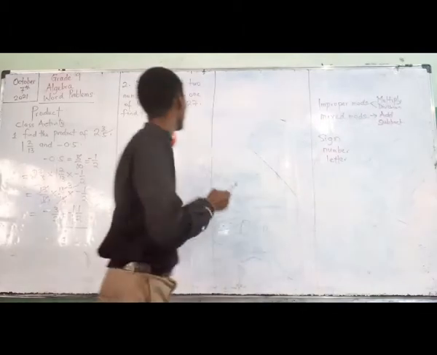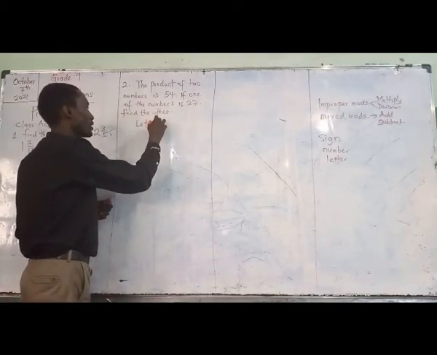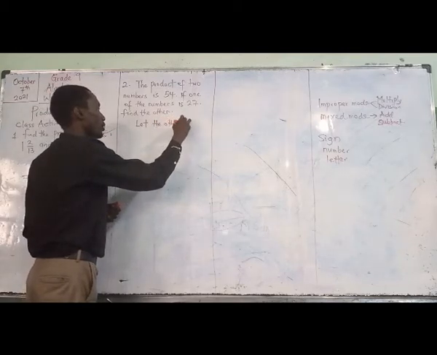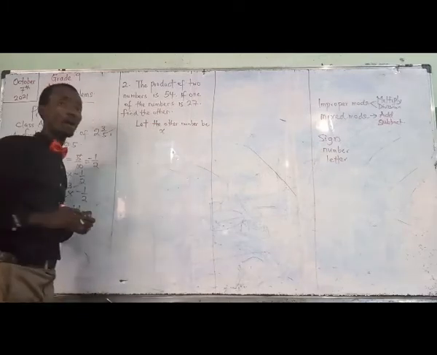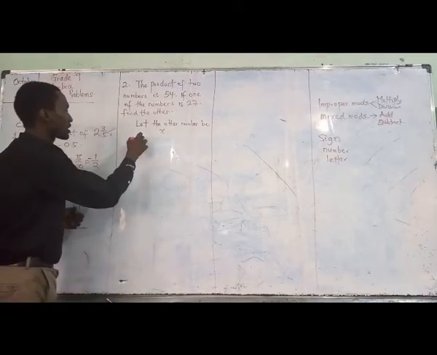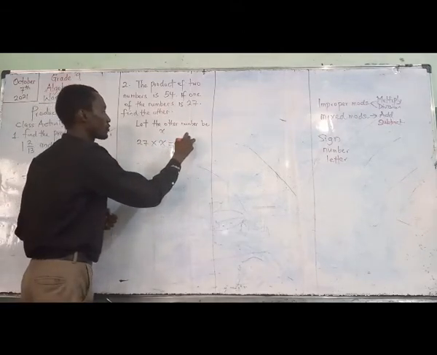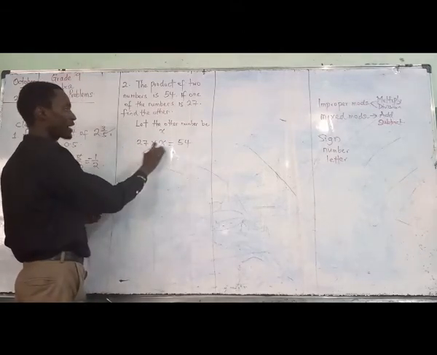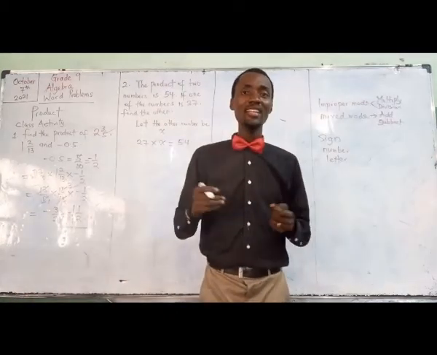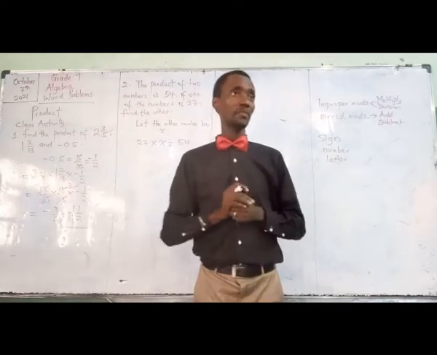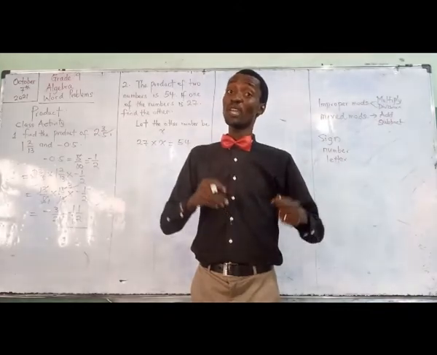How does it go? I will say, let the other number be x. Such that 27 times x will be equal to 54. And if I multiply a number times a letter, the answer is what? A number letter. If I multiply a letter with a number, the answer will still be a number letter.